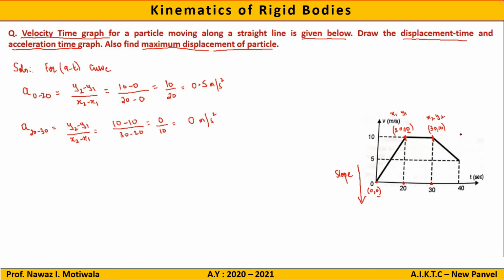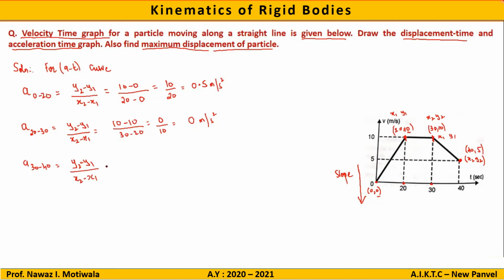Now going to the third case or the third part, wherein the time slot is between 30 to 40. Again, as we are going from the Vt curve to the At curve, I will write the same formula, y2 minus y1 divided by x2 minus x1. Now my first point is this, my curve is starting from this point, so this will become x1, y1, and this point where it is ending will become x2, y2, which is nothing but 40, 5.